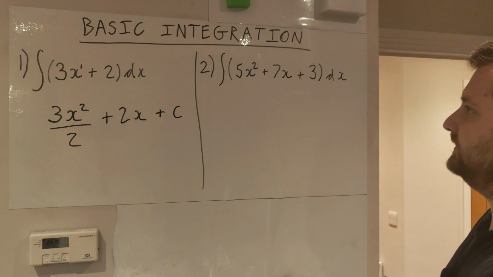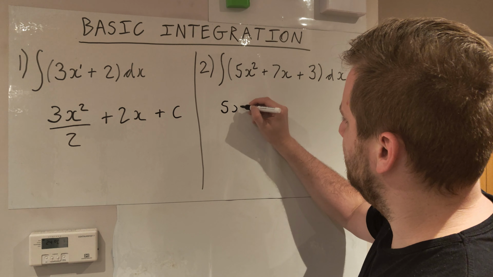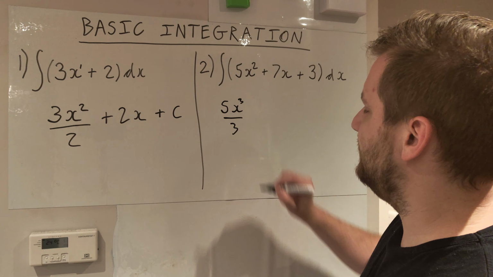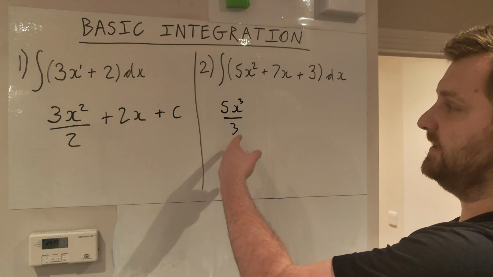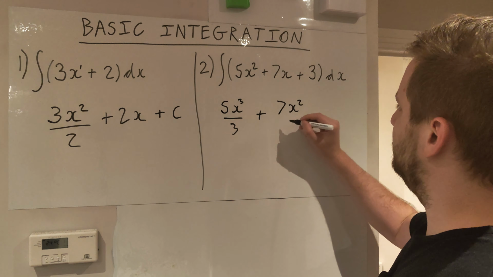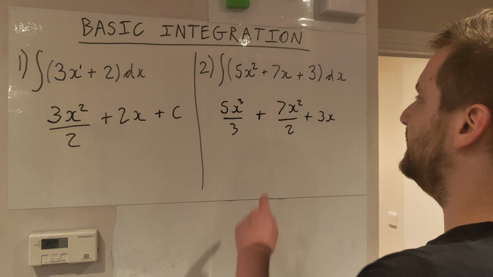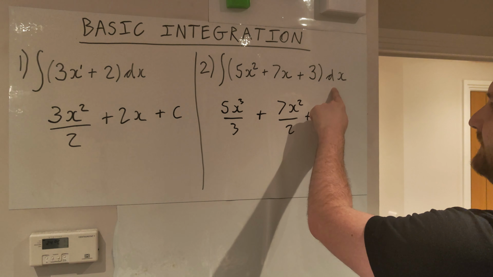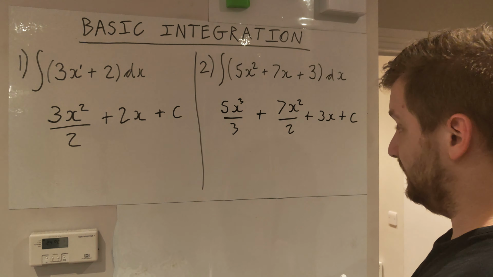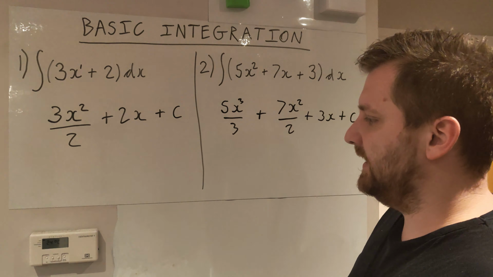So tackling this question, starting with the 5x squared, you add 1 to the power, so that becomes 5x cubed. You divide it by the new power, so it's 5x cubed over 3 plus 7x squared over 2 plus 3x, because remember, we're integrating with respect to x, so we just times it by x, and then we add a plus c, because we have an unknown constant. So hopefully that makes sense. Hopefully it was clear.